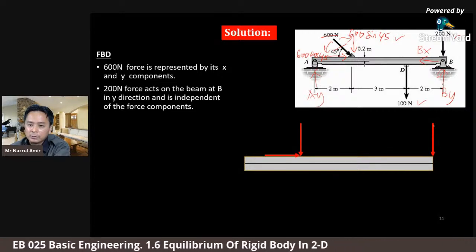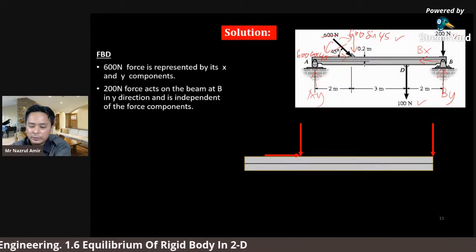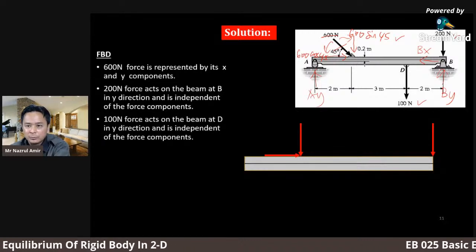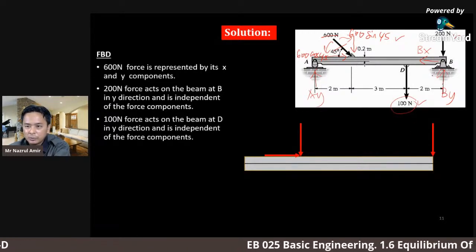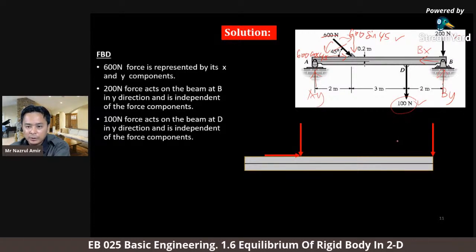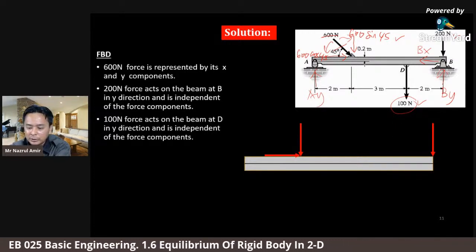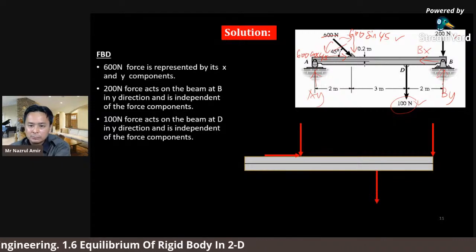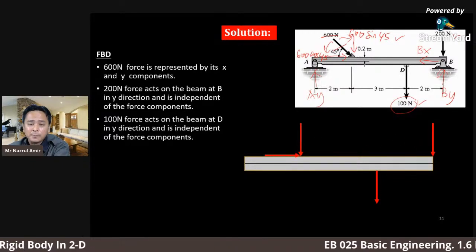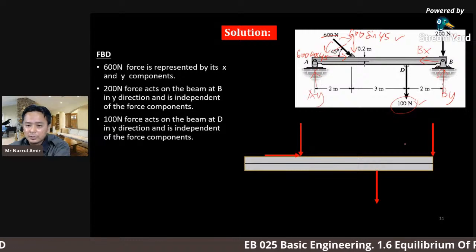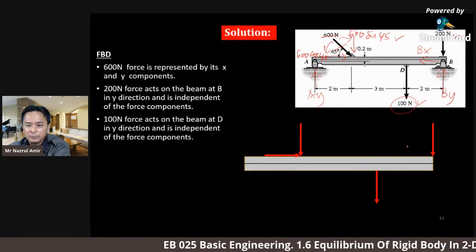In the Y direction. Next is the 100 Newton force. It is also the same as the 200 Newton: it acts downward in Y direction. So we don't need to do anything, just put it like that. Now we have 4 action forces. All the red color represents the action or applied forces for this system.